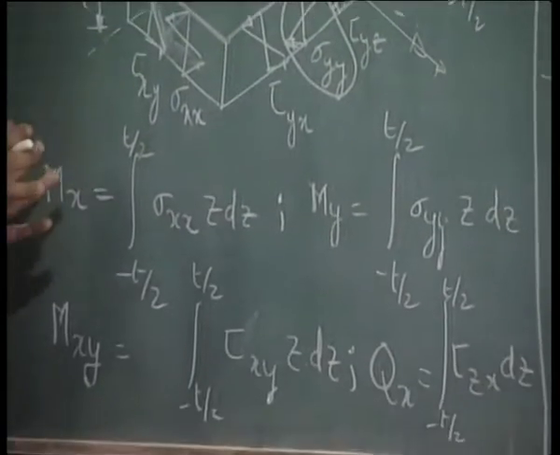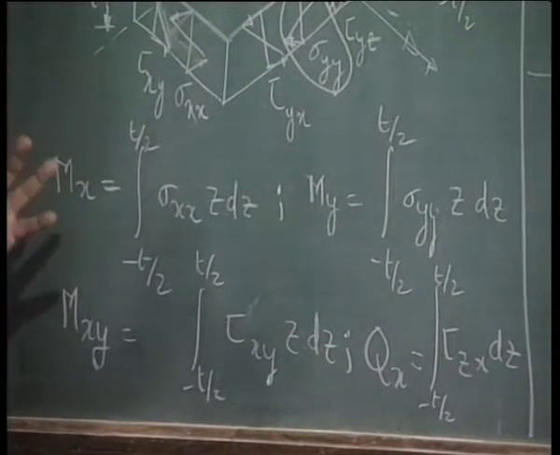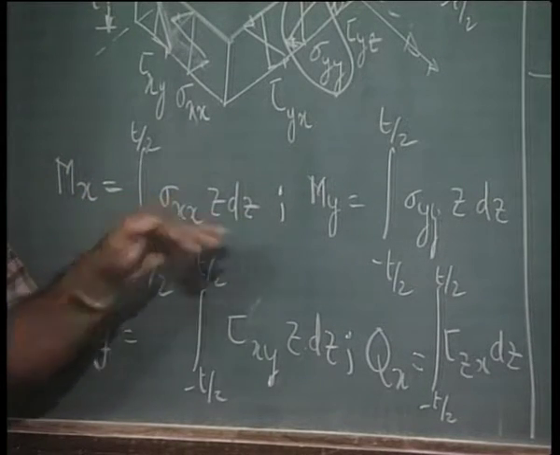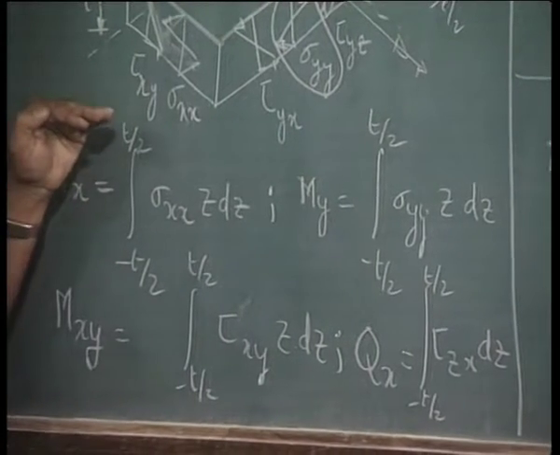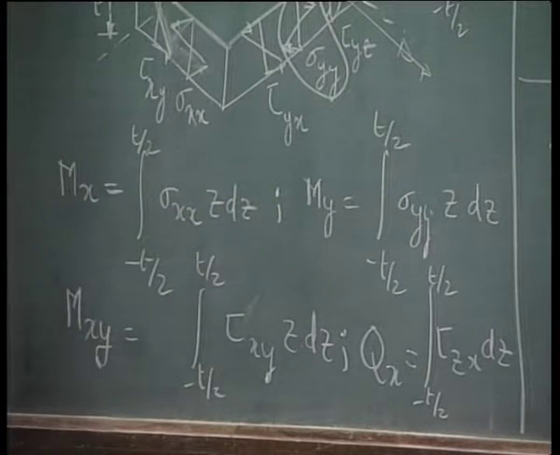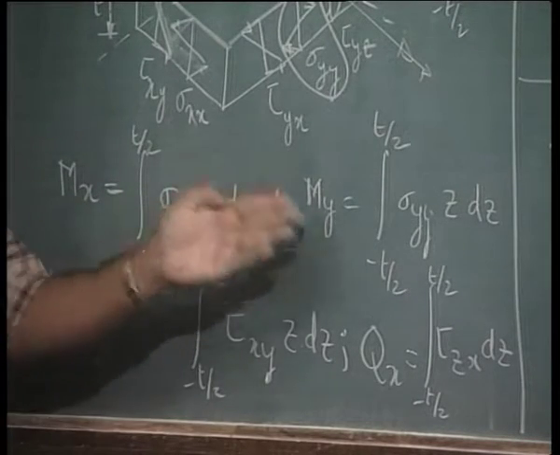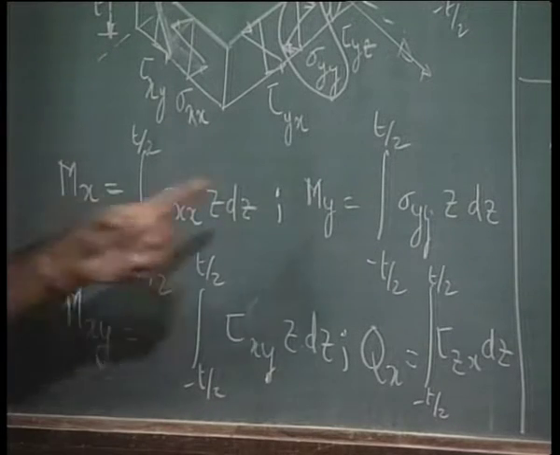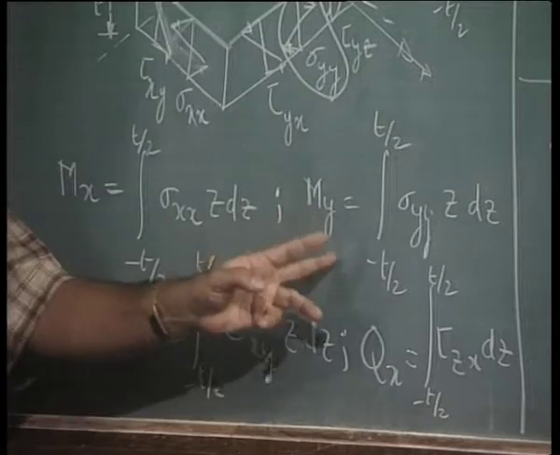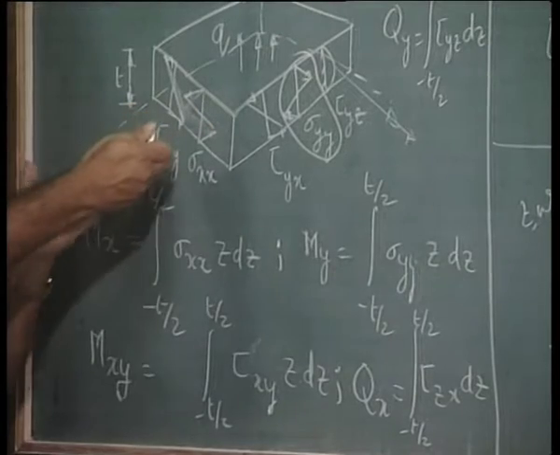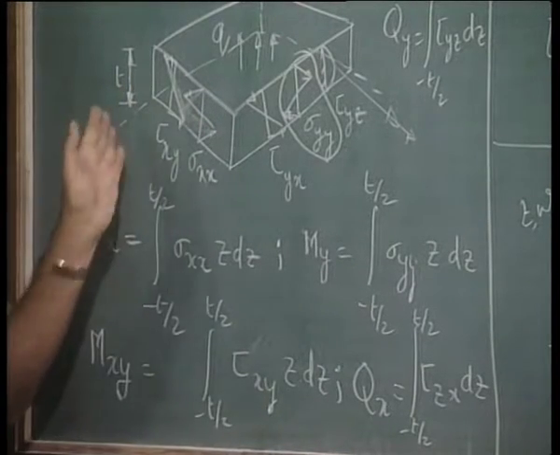So it is actually the moment that is produced because of the stress sigma xx. So mx is equal to the integral of sigma xx z dz between the limits minus t by 2 to plus t by 2. Now let us look at my. My is a counterpart of mx. Again here you can see that sigma yy z dz produces this moment my, and that again acts in a direction perpendicular to y, that is, in other words, it is in the other plane which is perpendicular to x.